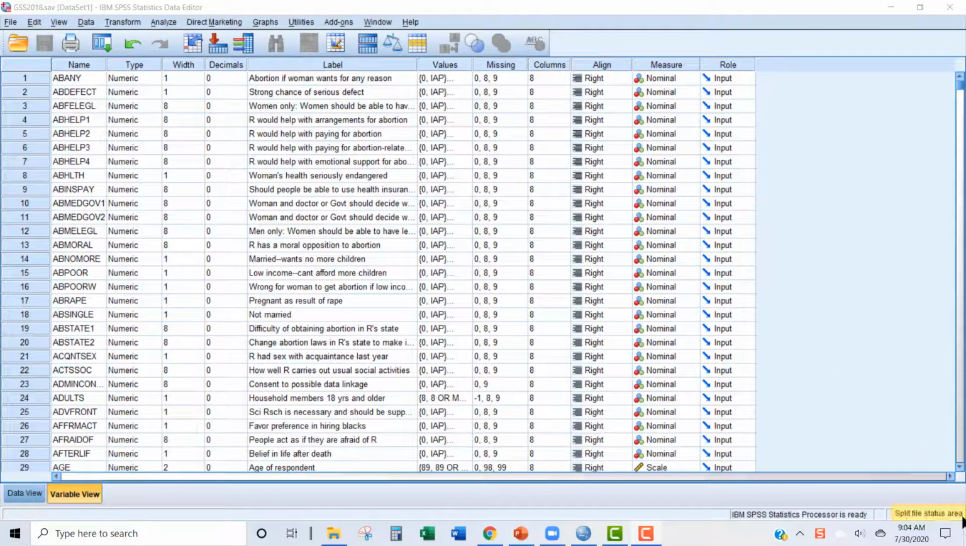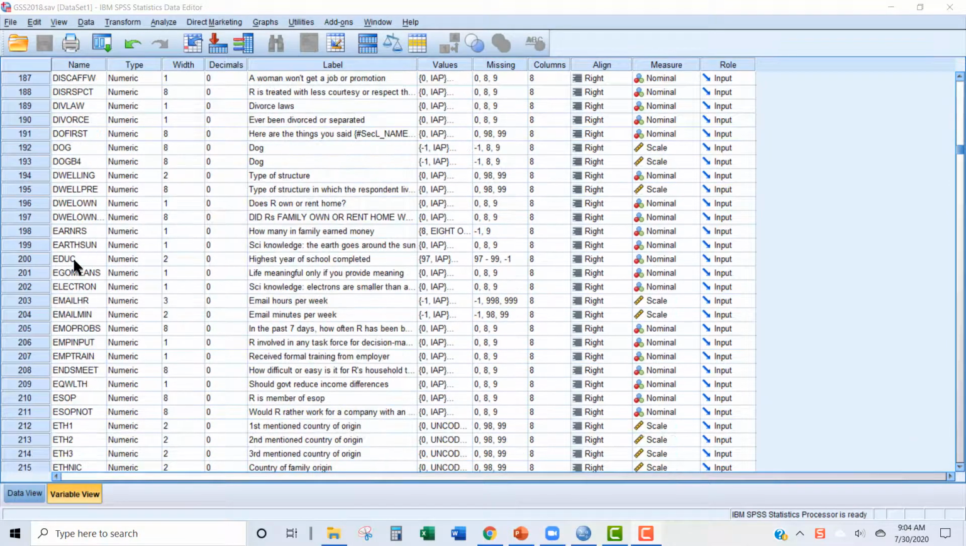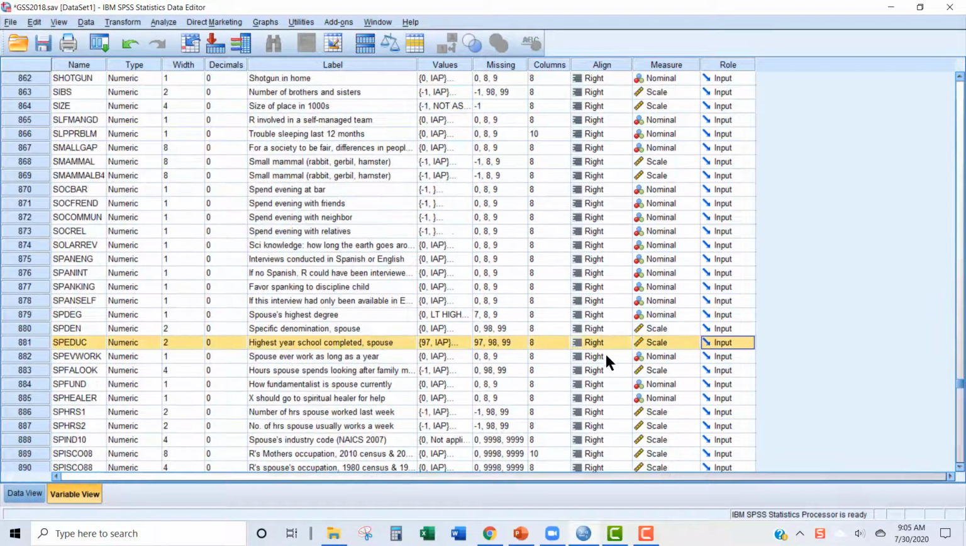We load our GSS data set in SPSS. Then we double check that our variables are set correctly. So the first one was education. There's education. And we can see that's set as a nominal, but this is measured as highest year of school completed. So we have to make sure that this is a scale variable, so set correctly. And then the other one was spouse education. There we are. And that is set as scale. So now we can begin.